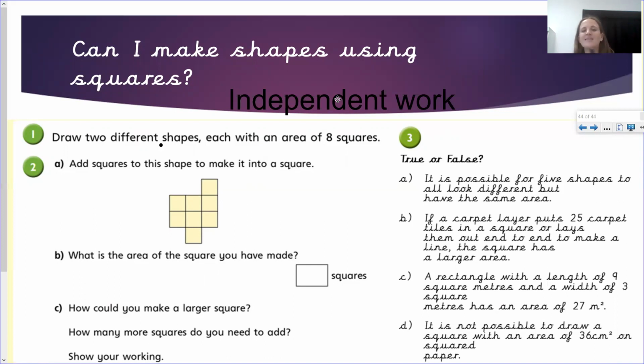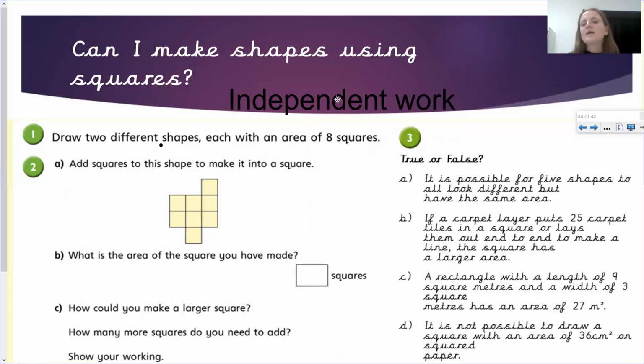So how can we make that shape into a square? Maybe you want to draw that shape with one color and then add the other squares that you need to make it into a square with a different color. What is the area of the square you have made? So how many squares does it take and how many centimeters squared is it? How could you make a larger square? How many more squares do you need to add? And you need to show your working for that. So a larger square than the one that we've made at the beginning of that question.